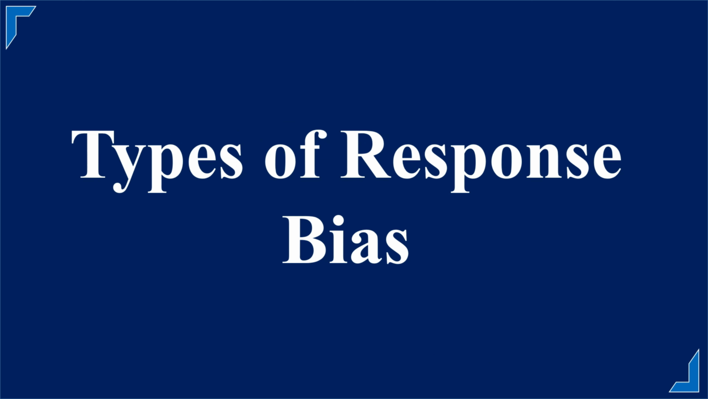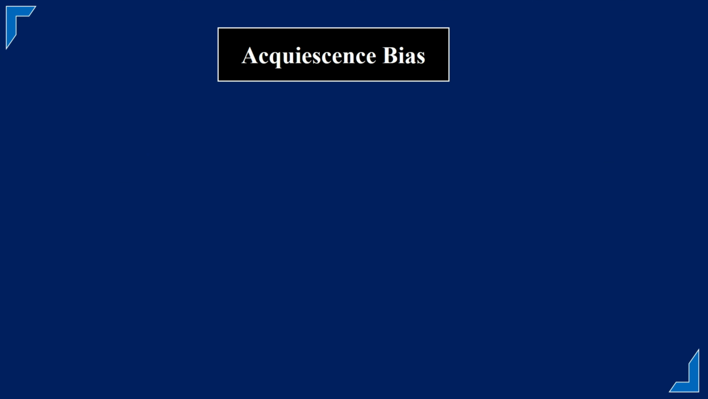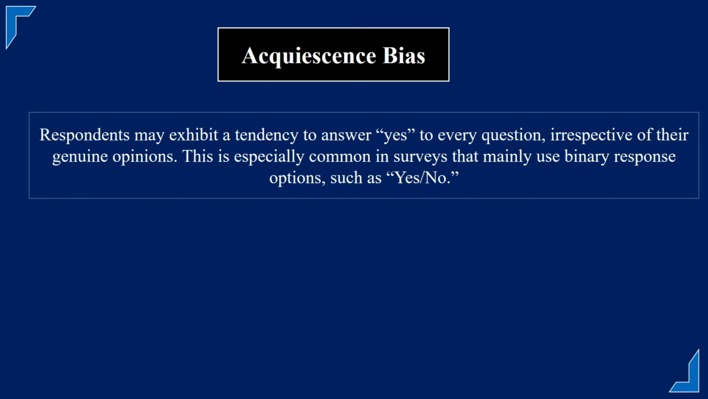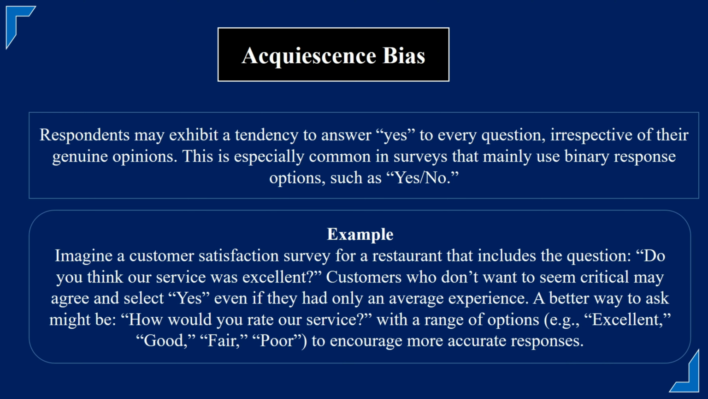Types of response bias. Acquiescence bias. Respondents may exhibit a tendency to answer yes to every question, irrespective of their genuine opinions. This is especially common in surveys that mainly use binary response options such as yes/no.